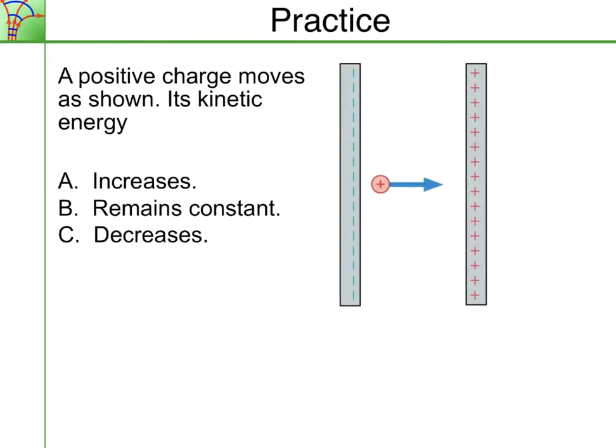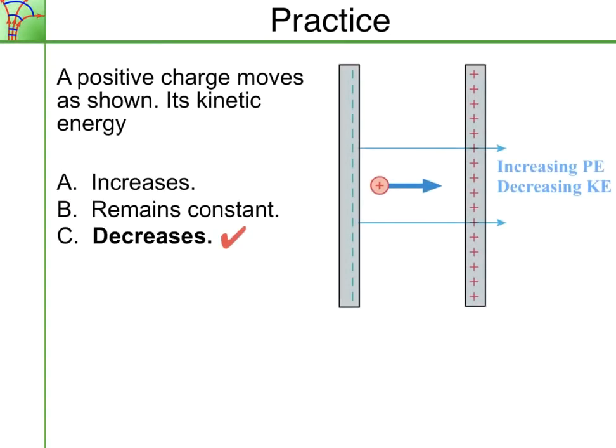Positive charge moves as shown. What's going to happen to its kinetic energy over time? You can do this energy-wise or force-wise. Is it going to increase, remain the same, or decrease? It's going to decrease because as it's moving to the right, the force is going to be to the left, slowing it down. It's going to a higher potential energy, which means it's going to a lower kinetic energy.